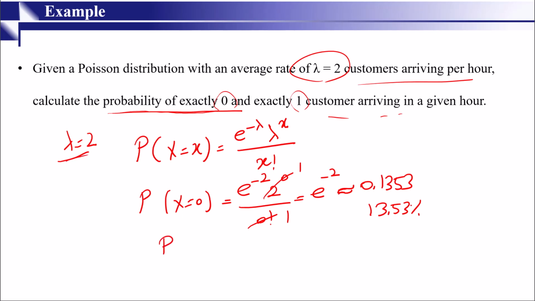Then for the case of probability of X equal to 1, this time instead of 0 we will put 1, right? So e to the power of minus 2, then 2 to the power of 1 divided by 1 factorial, right? So this one will be 1, this one will be 2, it will be 2e to the power of minus 2, which will be approximately 0.2707.